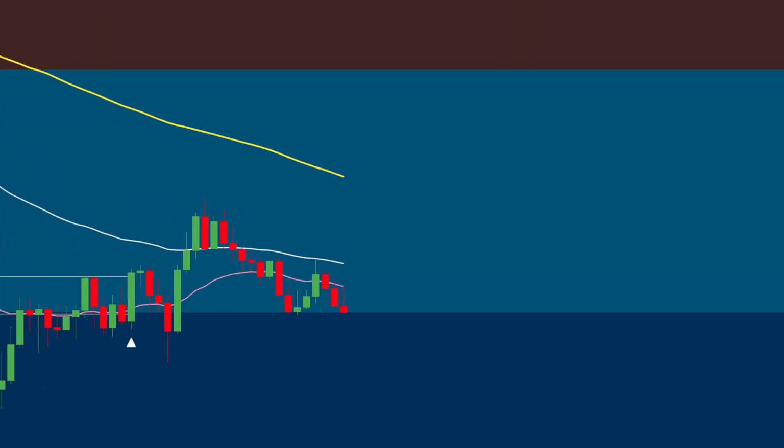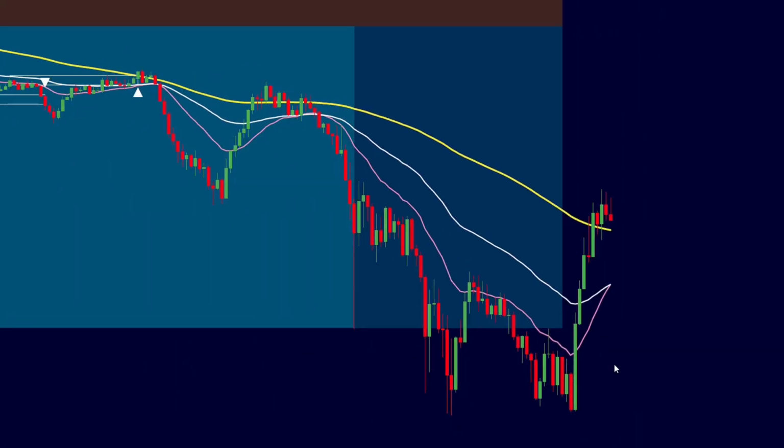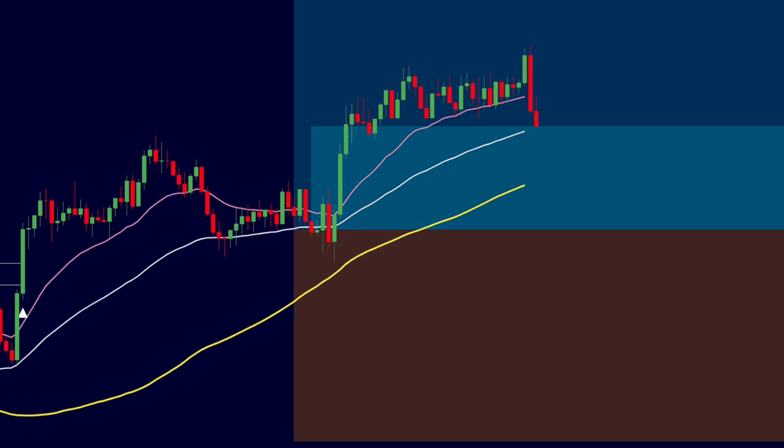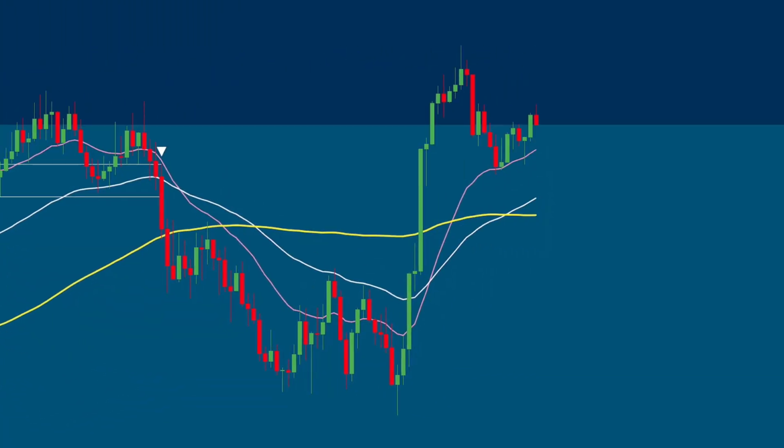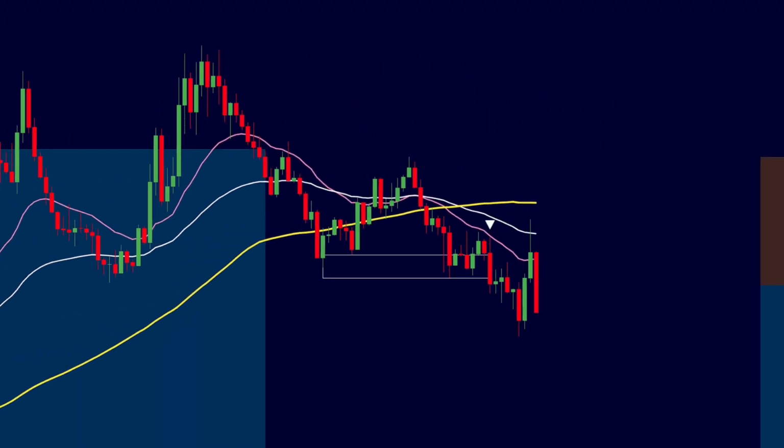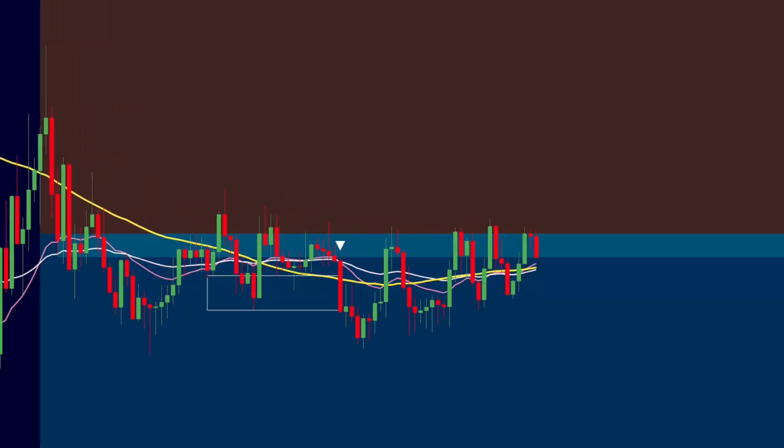Today, we're diving into an eye-opening backtesting session that will show you how these indicators perform in real-life market conditions. Trust me, the results are going to blow your mind. So stick around as we unveil the secrets of these game-changing tools together.